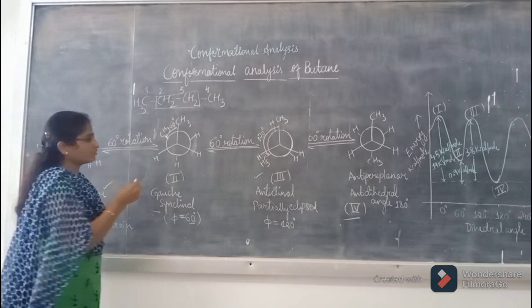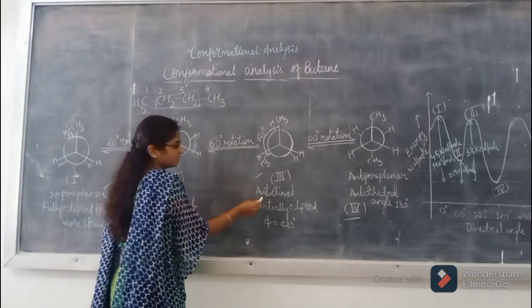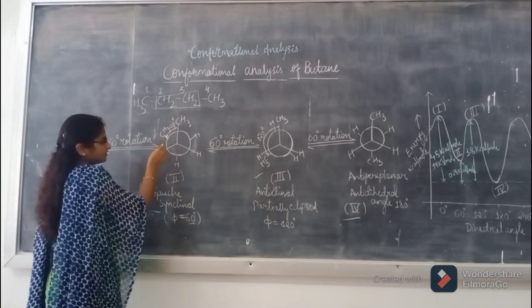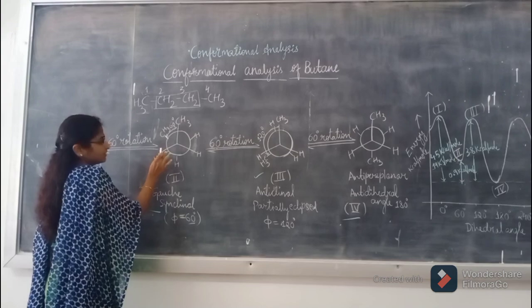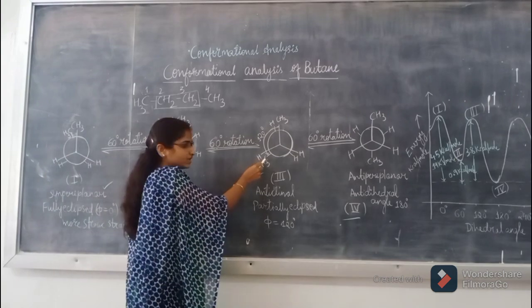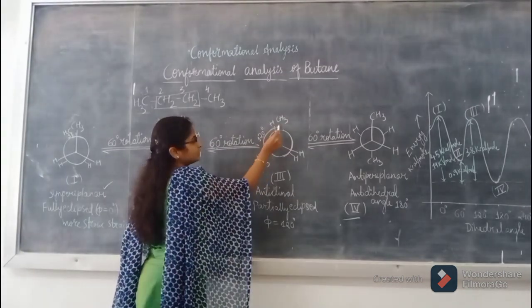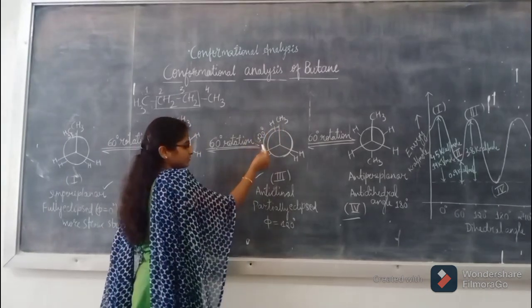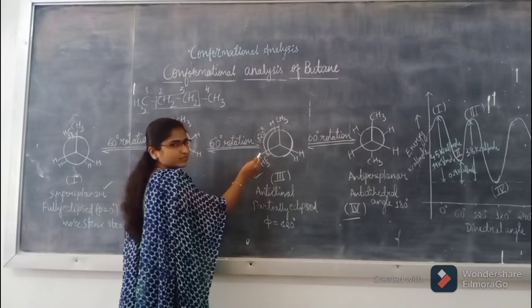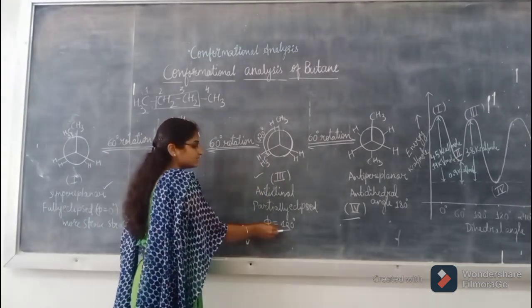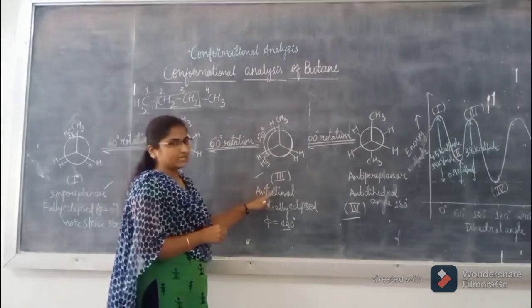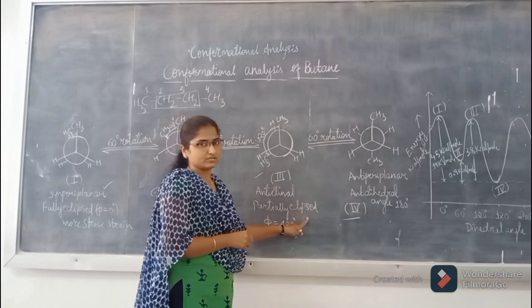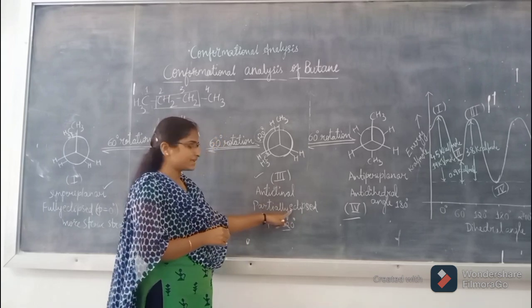See, again rotating 60 degrees, you will get the third conformation. See here, this is your methyl group. Again on rotating this, you will get the methyl group here. So the dihedral angle between these two methyl groups will be 120 degrees, and it is called anticlinal, or also called a partially eclipsed conformation.